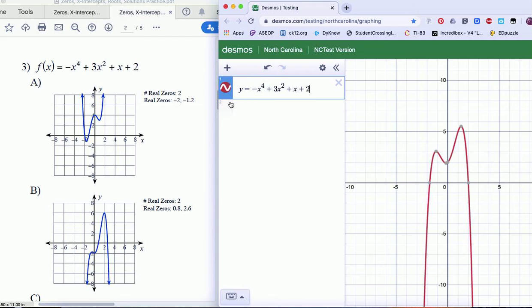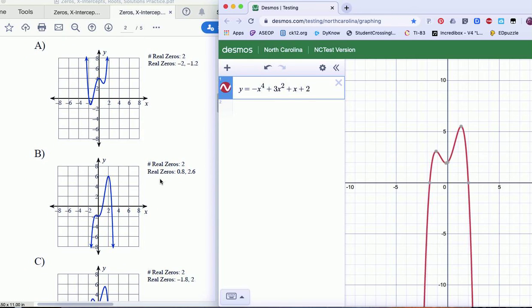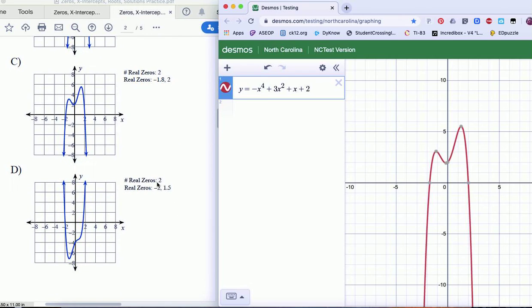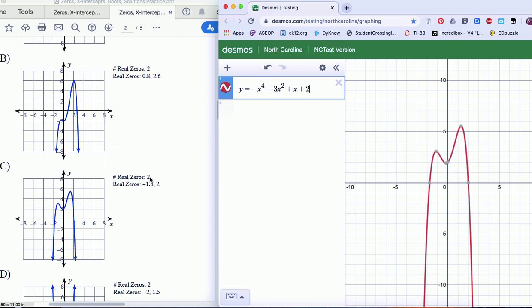Okay, I went ahead and typed in my equation here. I'm going to make sure I typed it right, and it looks like I did. And I'm going to look for the graph. A does not look like it, B does not, C does. So more than likely it's C, but again, I'm going to look for the number of real zeros, because that may be a question you face on your EOC.